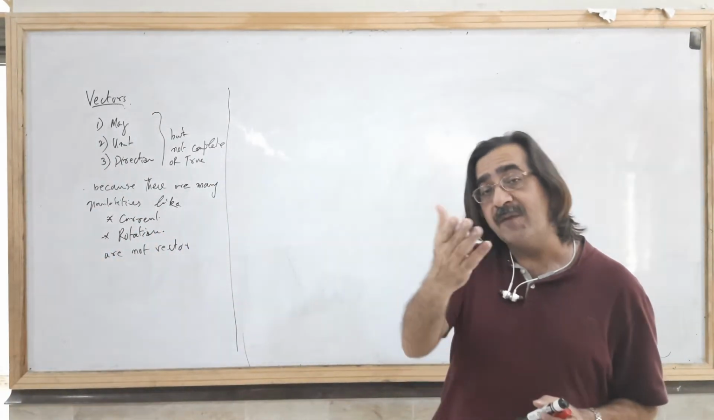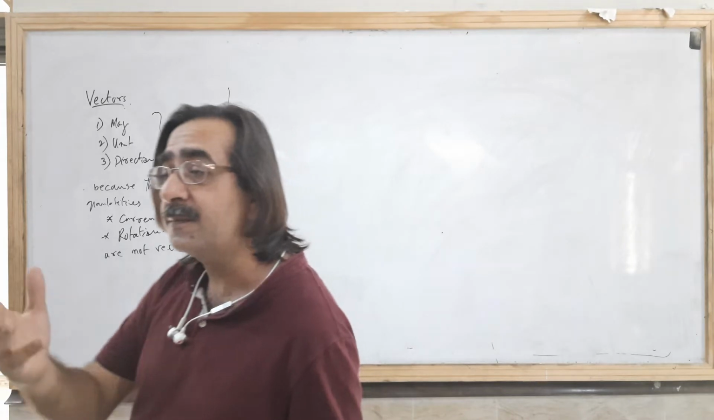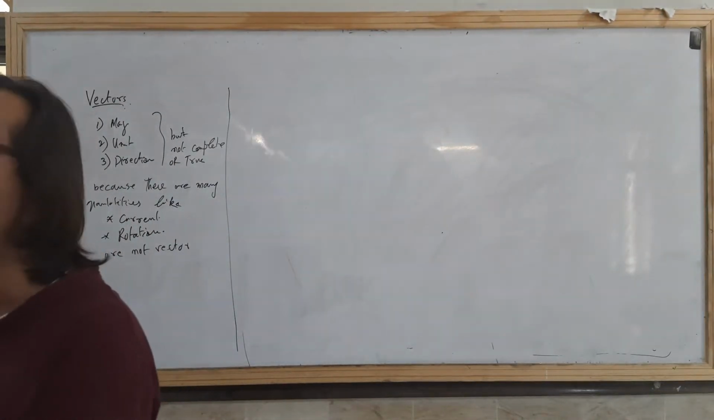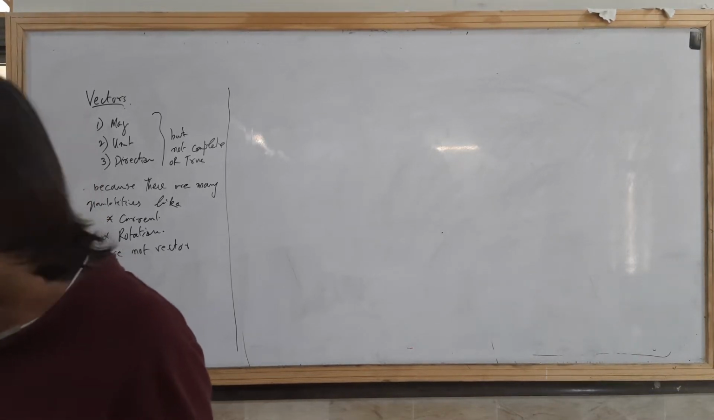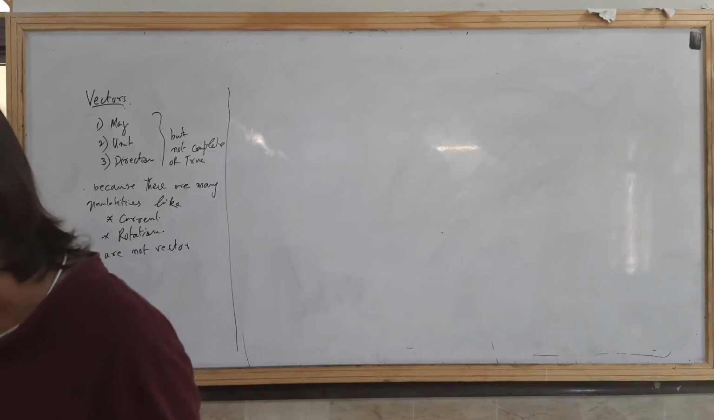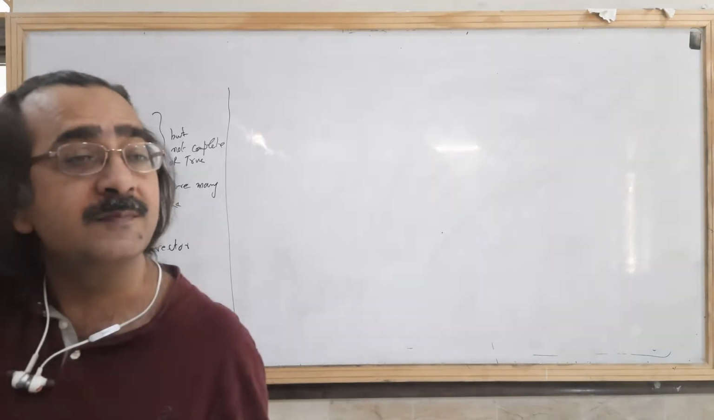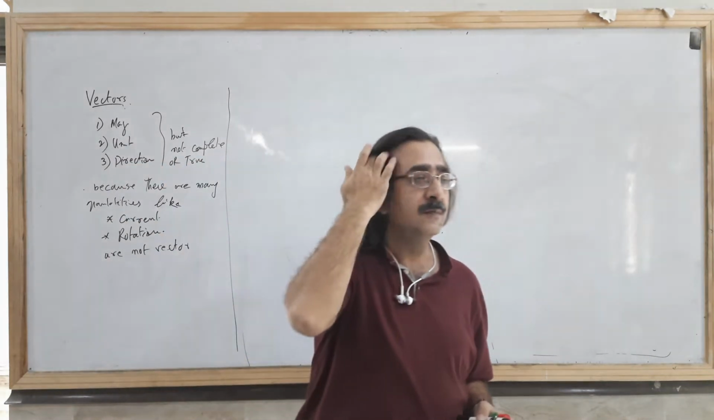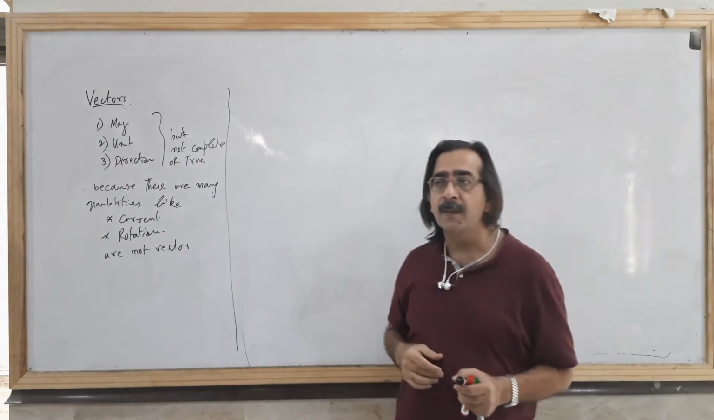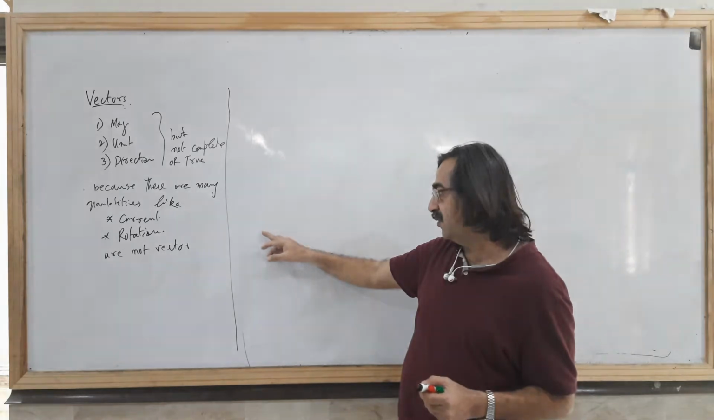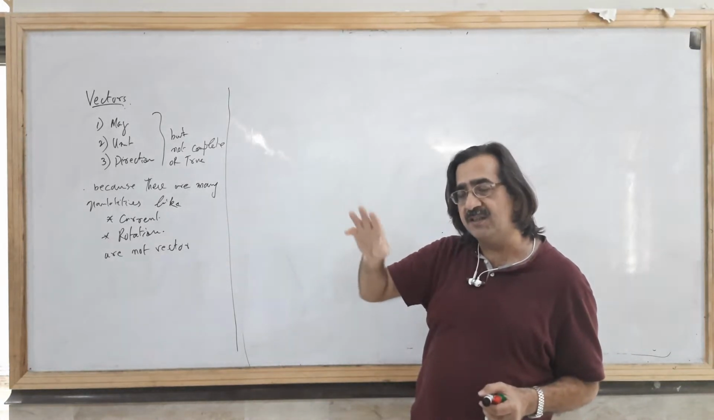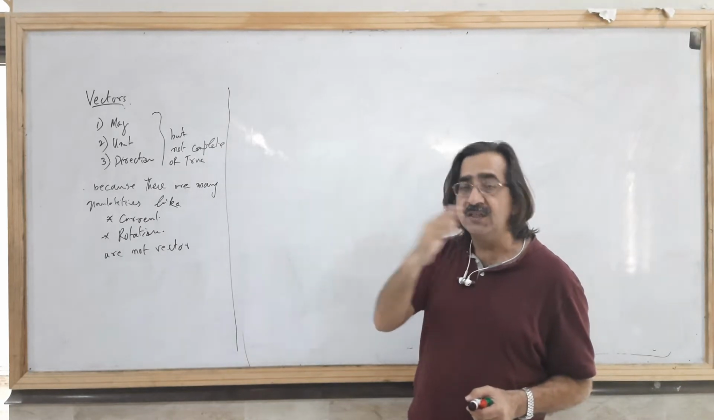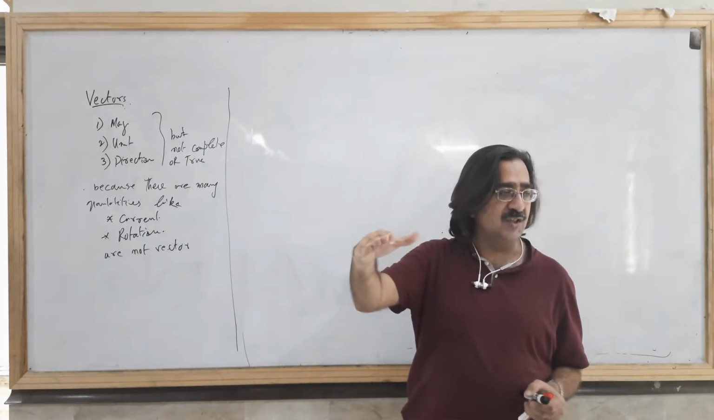What will be the other type of transformation? One type is the change of position, the change of origin. If you move from one point to another point, that is defined as a change of origin. That is defined as a translational transformation.